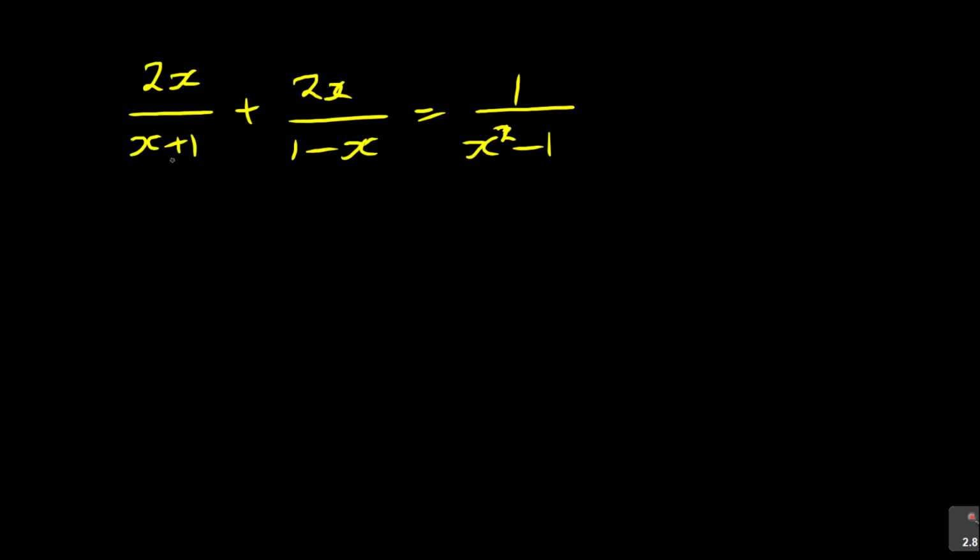Look at the denominators here. So this is x plus 1, but the other one is 1 minus x. It's the same variable and the number. The signs are the only ones different. So now this is the trick. Let me show you where they wanted to trick you.